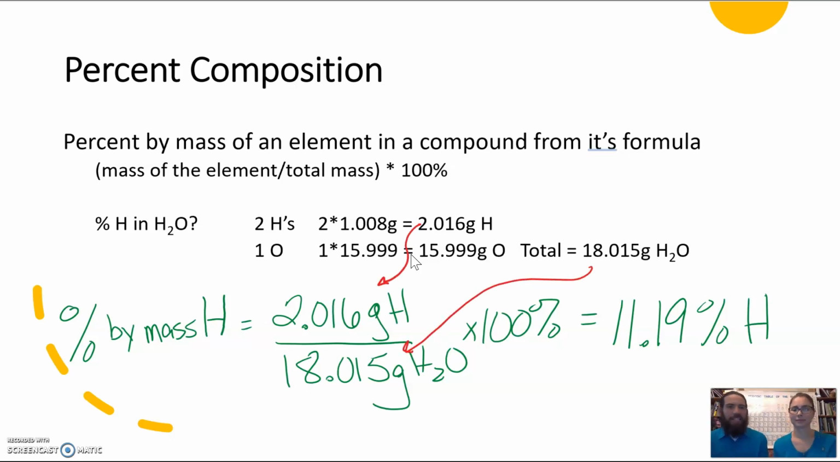It's a little bit surprising because there's two hydrogens and just one oxygen, and it's a very small percent, but this is percent by mass, and hydrogen's very, very light. It may look surprising at first, but if you think about it a bit, it makes sense.